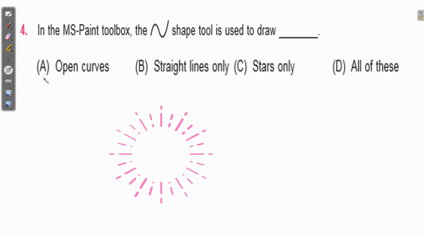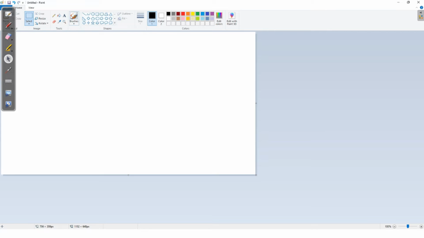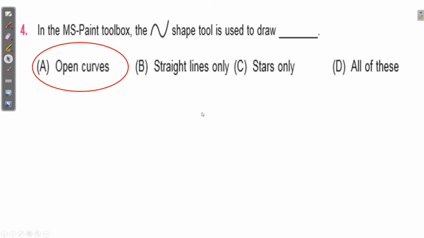Well, I hope you've got the answer right. The correct answer for this is option A. Let's see how. And here I've selected my curve. Once I've selected the curve and I draw a line and I click somewhere, you see how the curve is. So it allows you to give an open curve. Doesn't allow you to make a star or any other shape. Only thing it allows is the open curve. Let's go to our next.